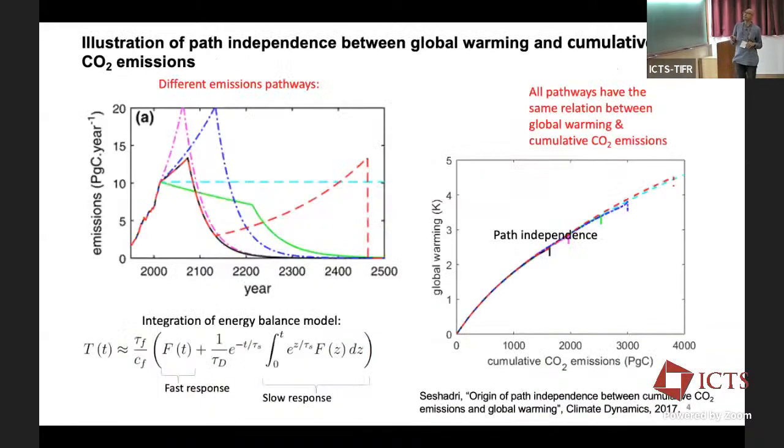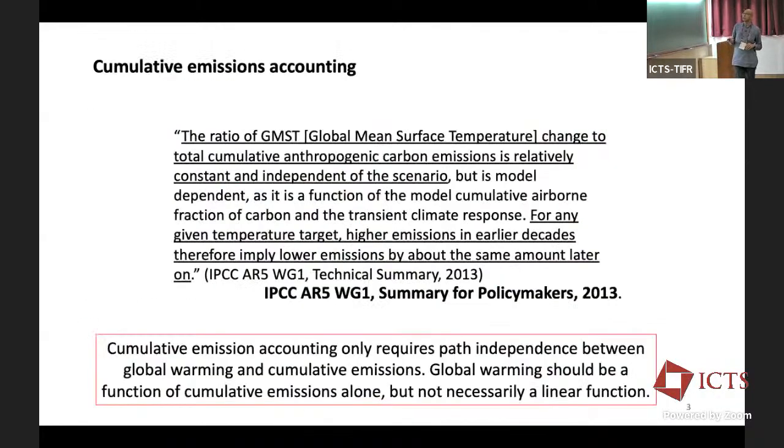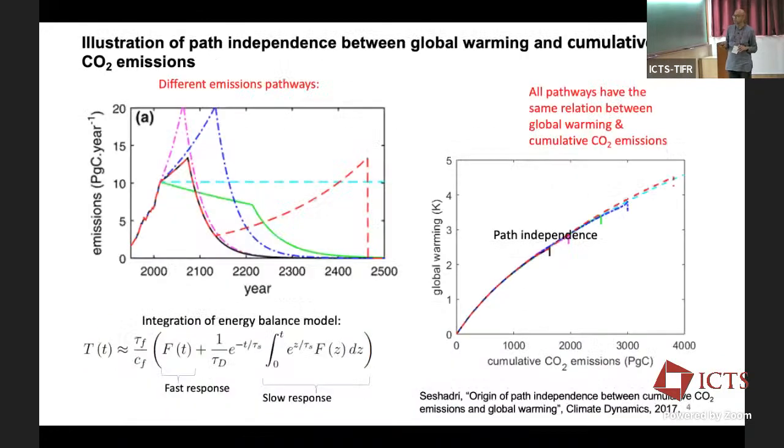And so here's a case where there's what we call path independence between global warming and cumulative emissions. Global warming is a function of cumulative emissions alone for a simpler model. But of course, nobody will look at this and say it's a straight line. Right? And this is a much simpler energy balance model that doesn't have the kinds of feedbacks that the EMICs have, which give rise to this proportionality. But they do have path independence, and path independence is a more general phenomenon that occurs from the most complex models to the simplest energy balance models with 2 time scales.